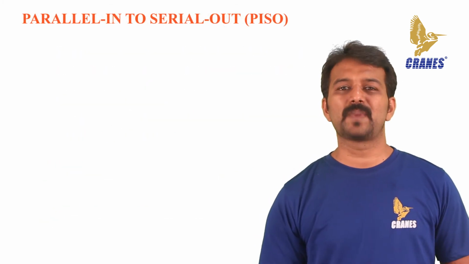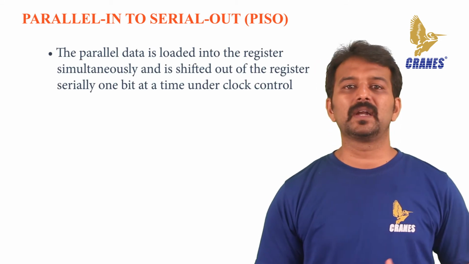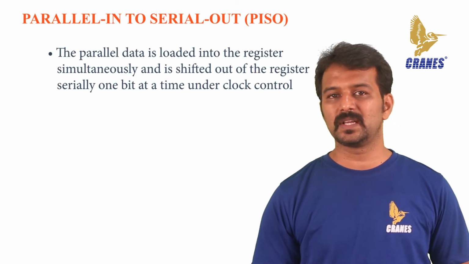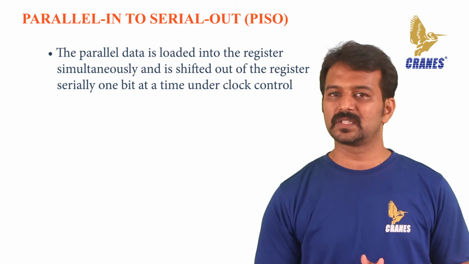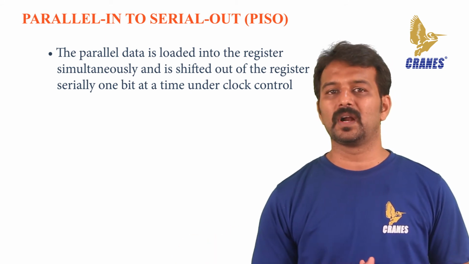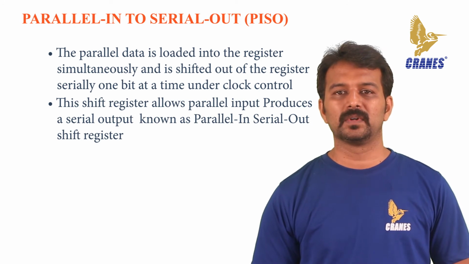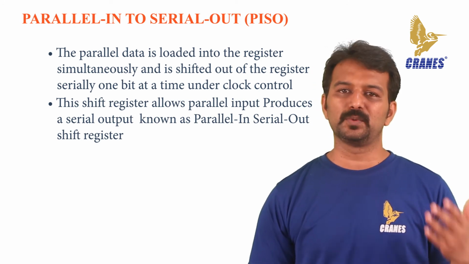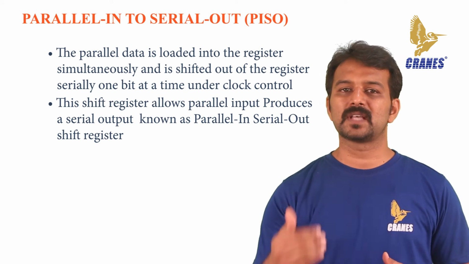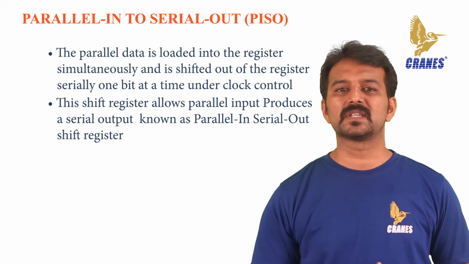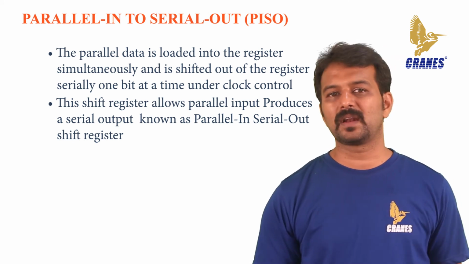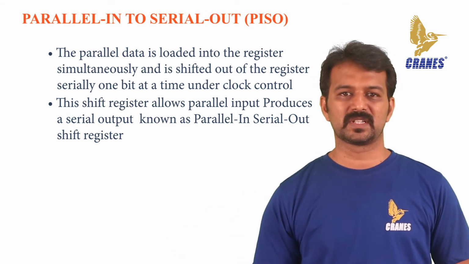Next in line is parallel in, serial out. The parallel data is loaded into the register simultaneously and is shifted out of the register serially, one bit at a time, under clock control. The shift register allows parallel input, that is the data is given separately to each flip-flop in a simultaneous manner, and it produces a serial output, known as a parallel in, serial out shift register.